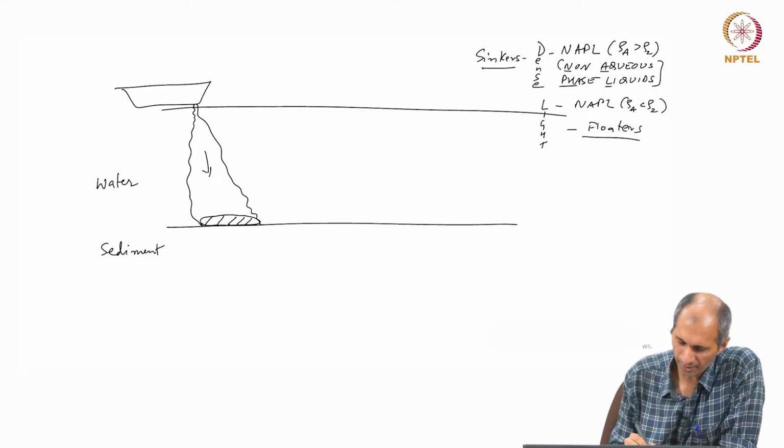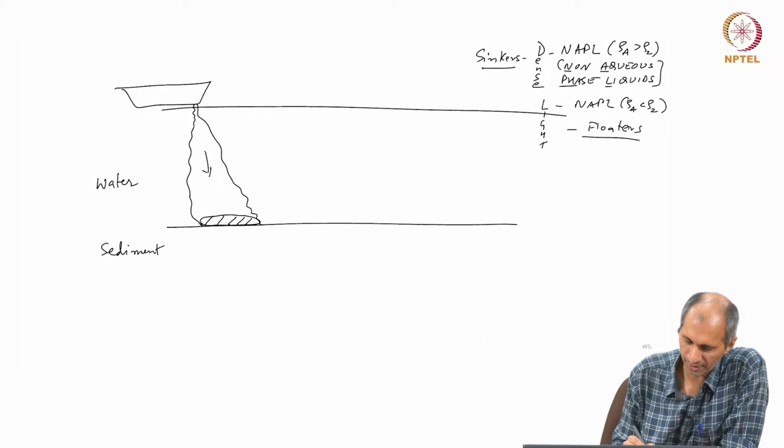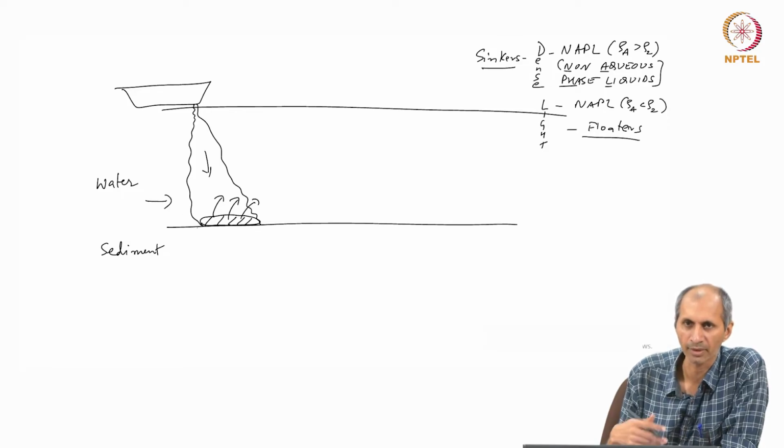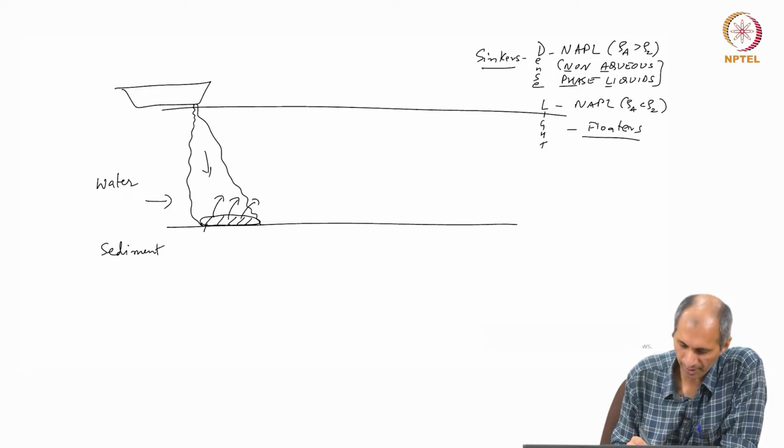So, what happens to these sinkers? Because this is at the interface of water and sediment, when it enters here, one of the things that happens to the sinkers is that dissolution starts taking place straight away. Water is flowing, it is going away, but it is also traveling inside because there is a gradient. So, how does it go inside?